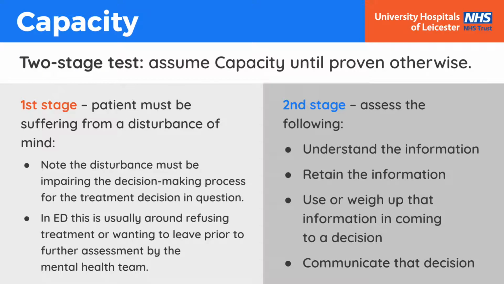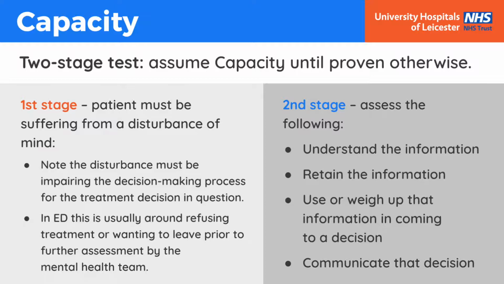Let's look at how you assess capacity, and this is in the context of someone wanting to leave the emergency department after self-harm or refusing treatment. You should assume capacity until you prove it otherwise, and remember it's a two-stage test. Firstly, the patient to have capacity must be suffering from a disturbance of mind, and that disturbance of mind must be impairing the decision-making process for the treatment decision in question. So capacity is decision specific, so that's usually in the ED around wanting to refuse treatment or wanting to leave.